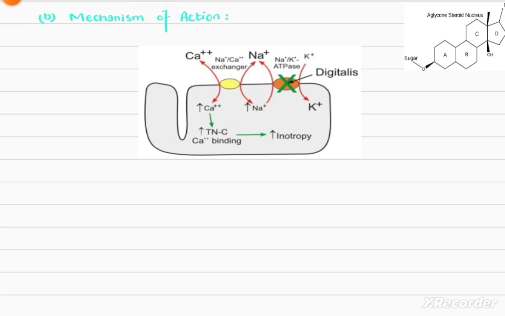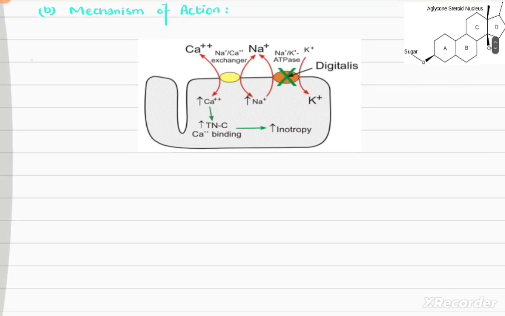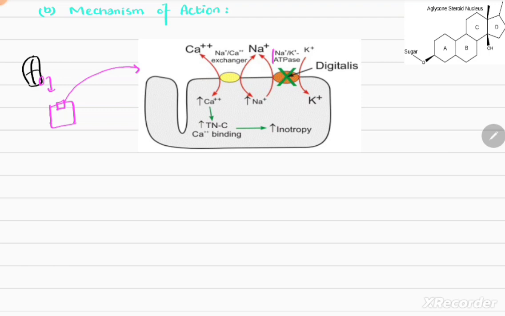So now we have a myocyte. Now we know that the heart is made of the cells of the heart. They are known as myocytes. And if we take one myocyte out of the heart and the cell membrane of one myocyte into a bigger picture, we'll know that the membrane has a pump which is known as sodium potassium ATPase. The digoxin works on this pump.